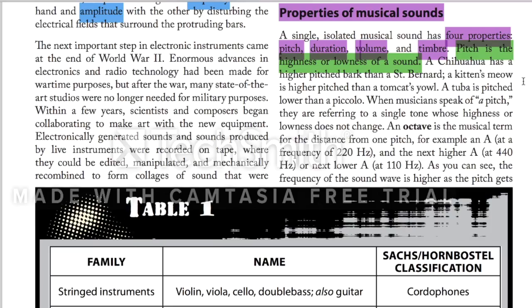When musicians speak of a pitch, they're referring to a single tone whose highness or lowness does not change. An octave, however, is a little bit different. So let's go ahead and underline octave. It's a musical term for the distance from one pitch, for example, an A at a frequency of 220 hertz, and the next higher A at 440.